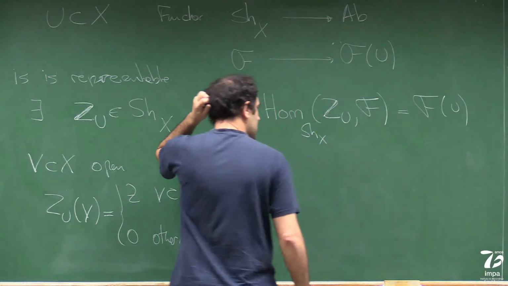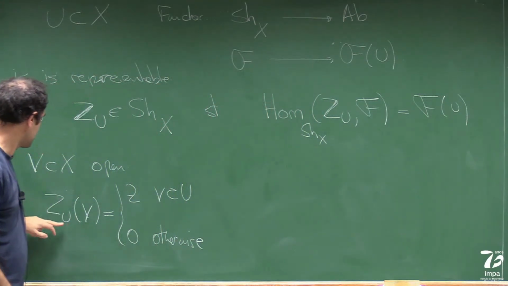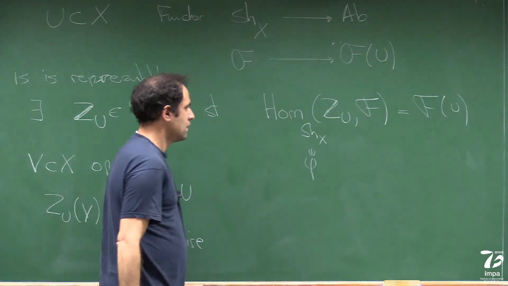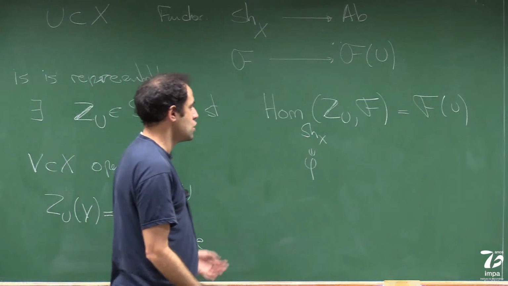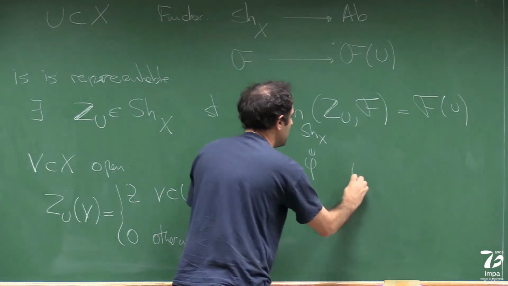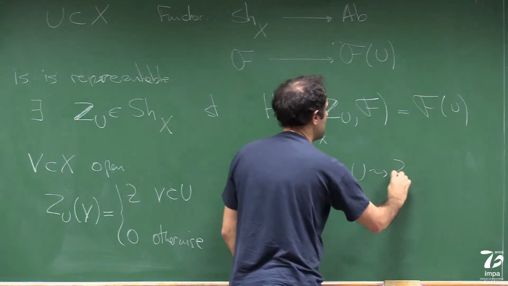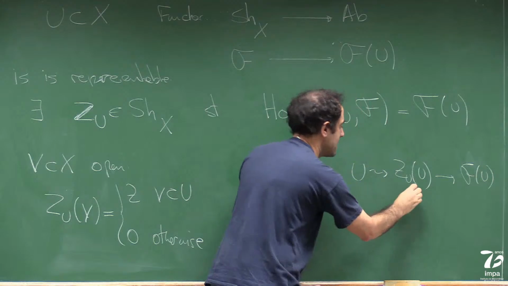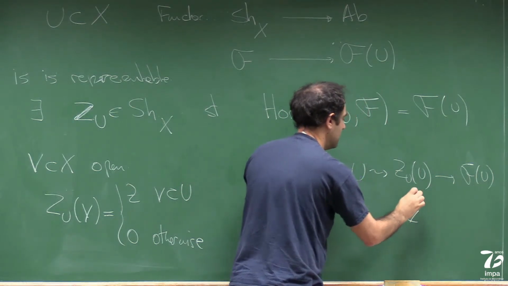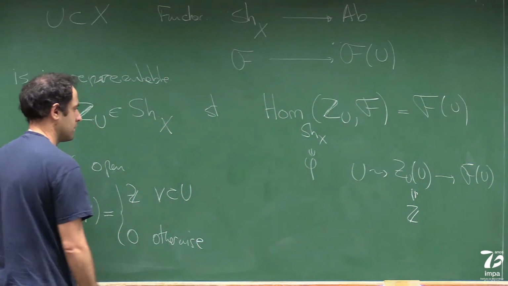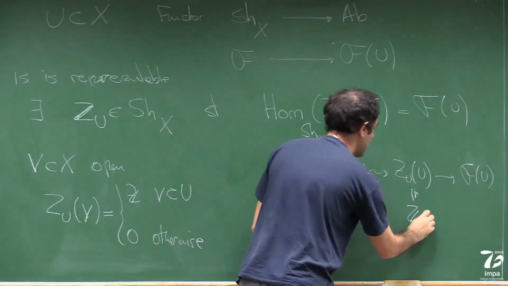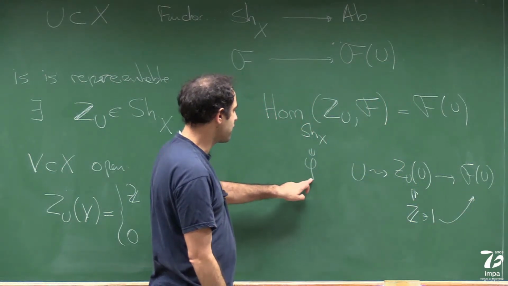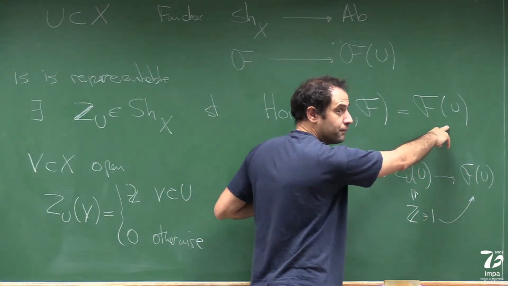Okay? So let's suppose that you have a morphism of sheaves from Z_U to F. Well, if you have such a morphism of sheaves, then you look at phi on U. In particular, for U, it should give you a map from Z_U of U into F of U. And this guy is, by definition, Z. This is actually equal to Z. And Z has an element, which is 1. So the image of 1 is a section in F of U. So for any phi, I can give you the image of 1 in F of U.